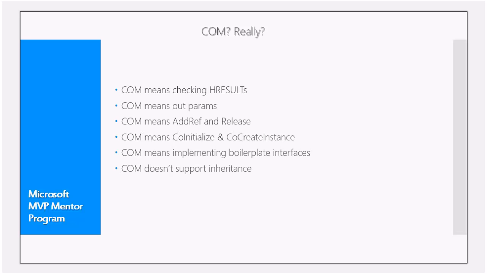And these guys, you can find them there. And in WinRT, you don't see them. COM also means that you have to initialize the COM engine by calling CoInitialize, or once you create instance. In WinRT, you don't do that. You don't have to. COM also means that you have to implement boilerplate interfaces. You have to implement a lot of stuff in order to make things work nicely and play nicely with each other. In WinRT, you don't have to do such a thing.